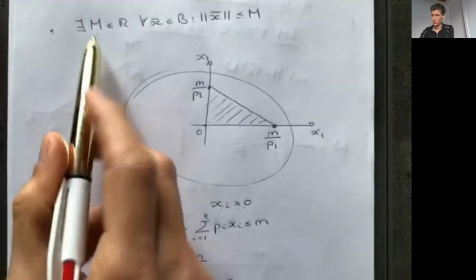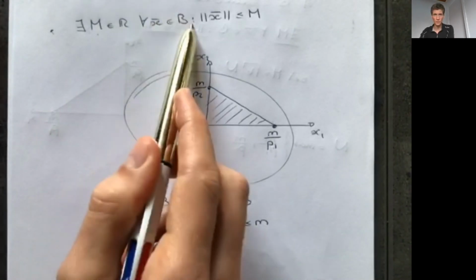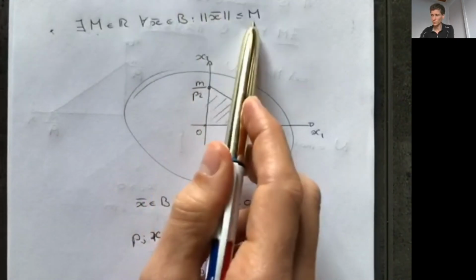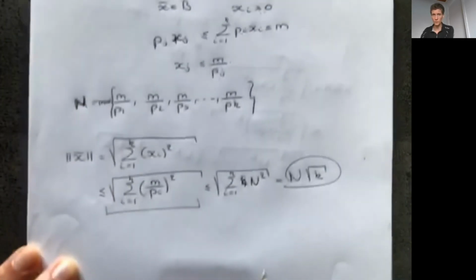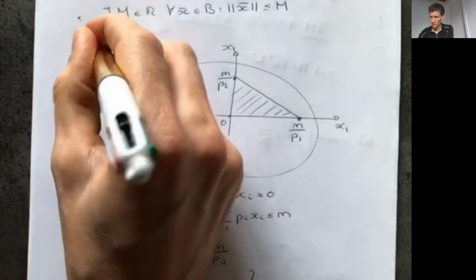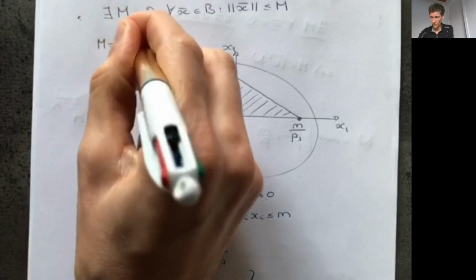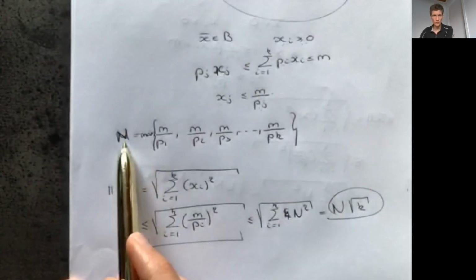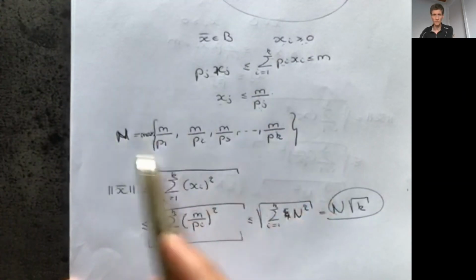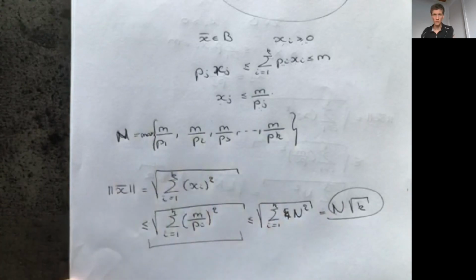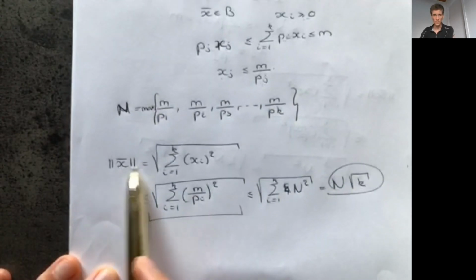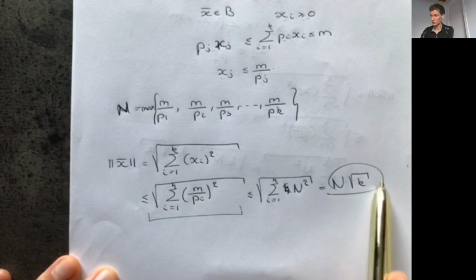You want to find a number m such that for all x the norm of x is smaller or equal to m. What we can do is define m to be equal to the square root of k times n, where we define n to be equal to the maximum of the income over the prices. And then this is a proof that indeed the norm is less or equal to this number here.